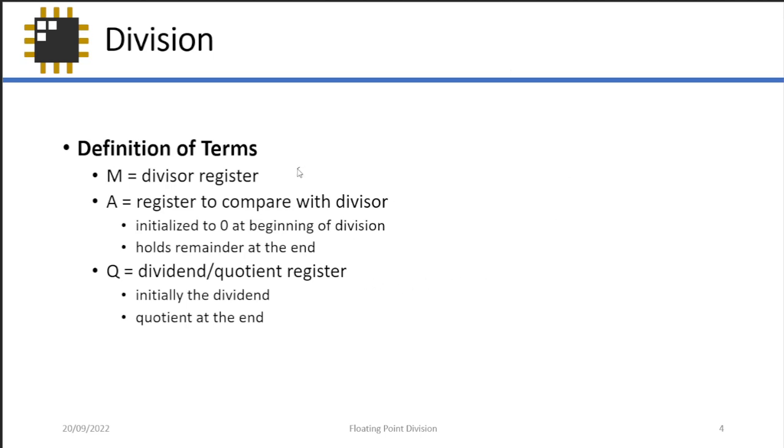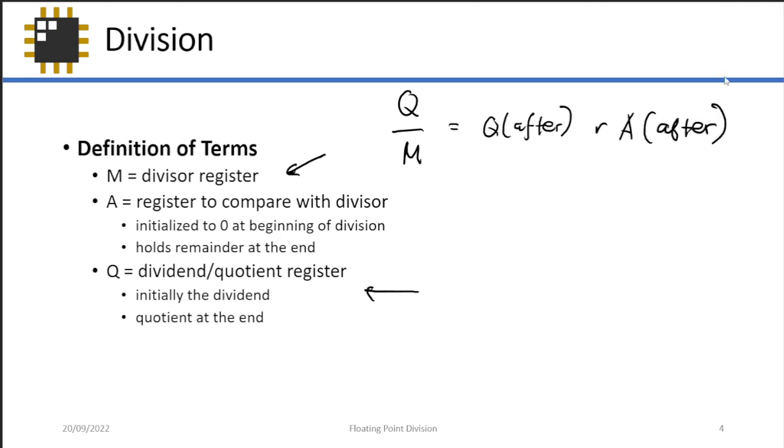We're going to define some terms here. M is the divisor, and Q is the dividend. So basically, we're calculating Q over M equals Q, with remainder A. The A holds the remainder at the end, Q holds the quotient at the end, but it is initially the dividend. So, that's basically this thing.